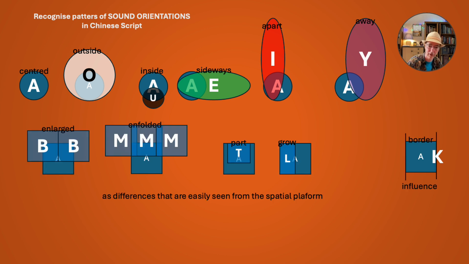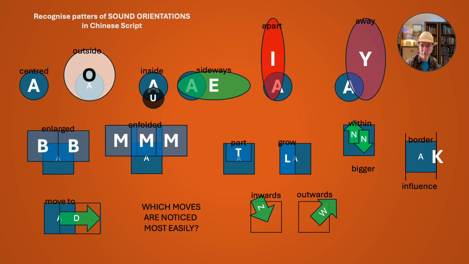The next things are the characteristics of what is really happening, not just what the main focus is. There could be, for instance, an enlargement, which you can present by the B, or an unfolding to even more enlargements in the M, or you only look at a part, or where it's growing, or where you have the borders, so that you can have your focus upon that. These are also differences seen from the spatial platform that we have before us.